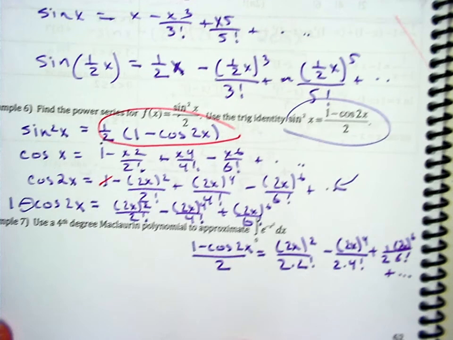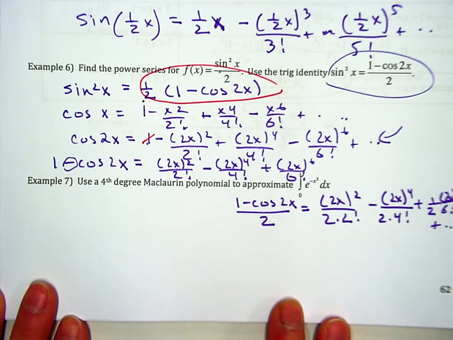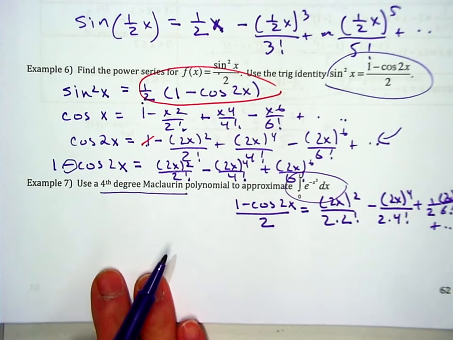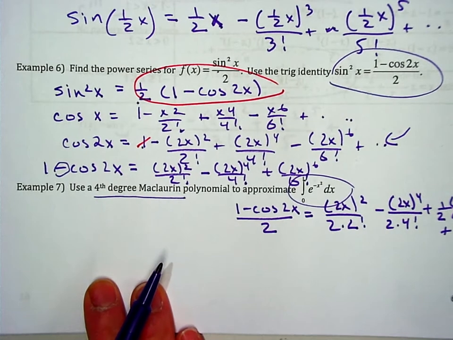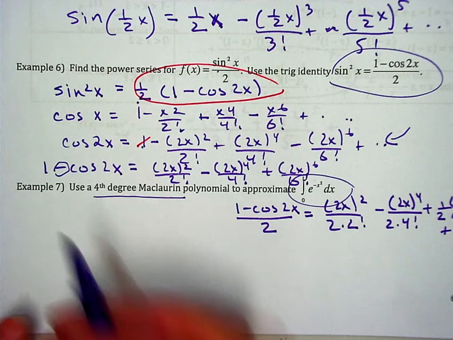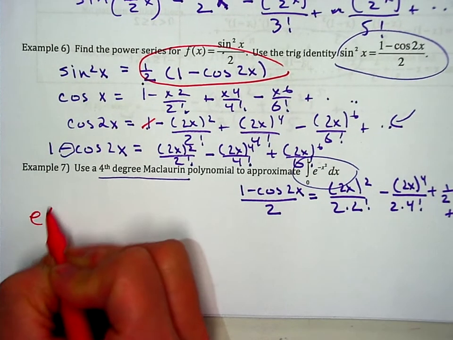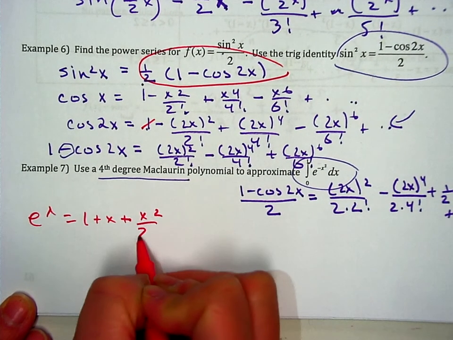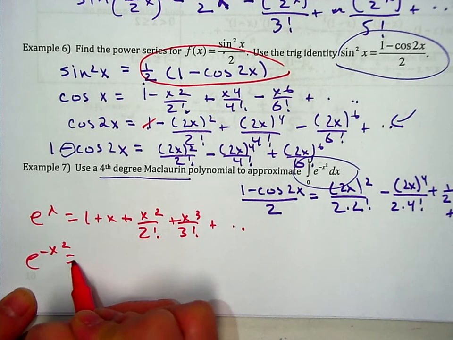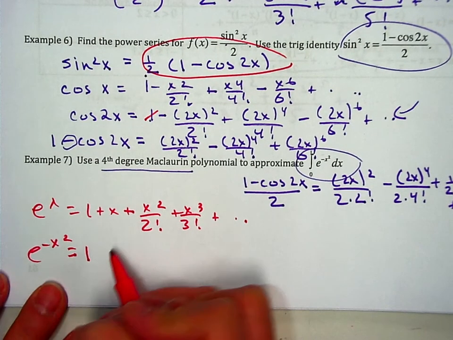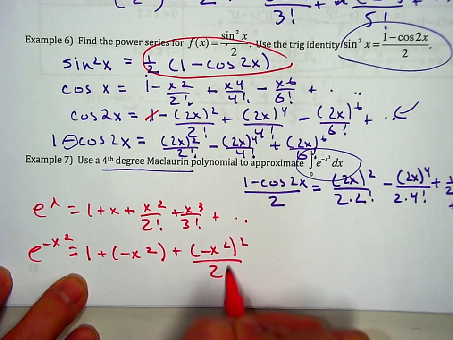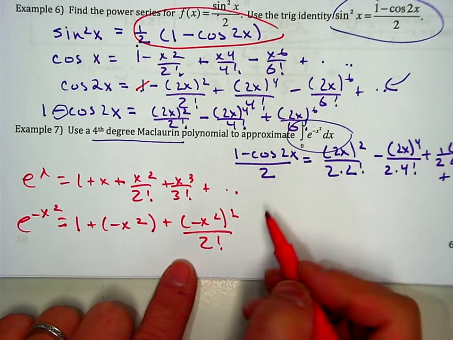Okay, this last example, use a 4th degree Maclaurin to approximate e to the negative x squared. So without a calculator, there is no way to integrate e to the negative x squared, but I can come up with a pretty decent approximation. I know that e to the x is this. So e to the negative x squared is just replacing the x with negative x squared. And I'm going to stop here because I just need a 4th degree, and this is my 4th degree right here.